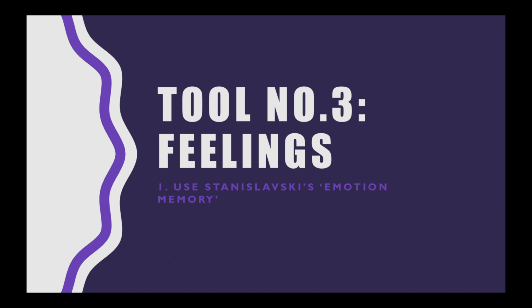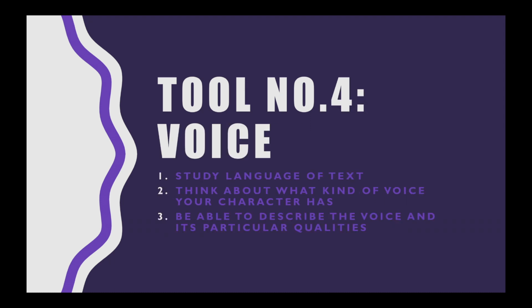Your voice and your body, the next two tools to be explored, can both be used to show your feelings. Tool number 4, voice, involves studying the language of the text, thinking about what kind of voice your character has, and being able to describe the voice and its particular qualities. Recognising the kind of language used in general or by a particular character is an important way to start exploring voice. The language will give you a feeling for the world of the play.